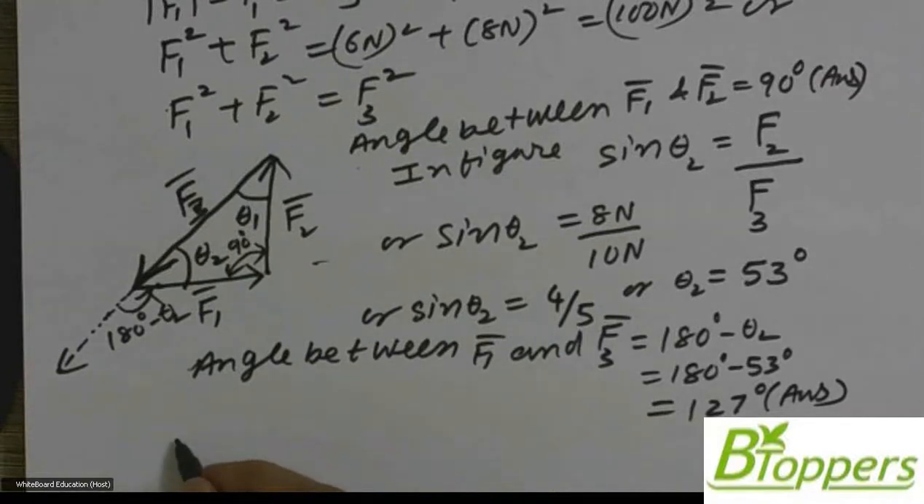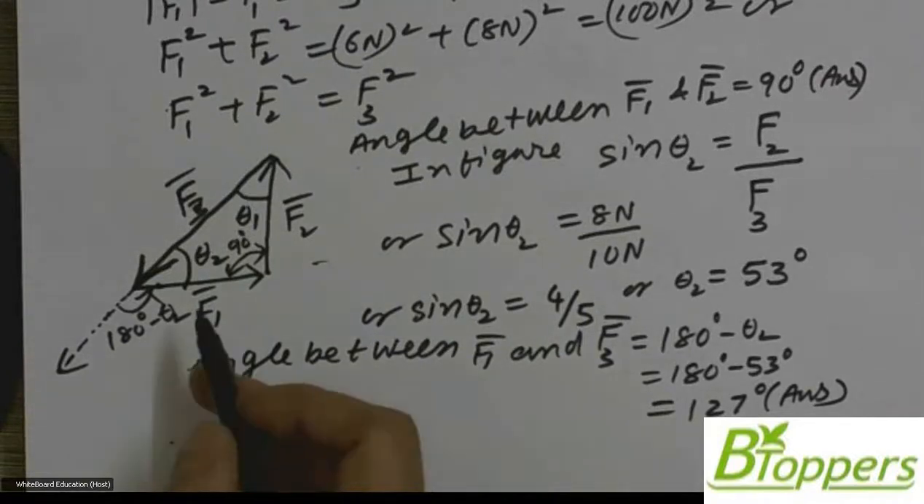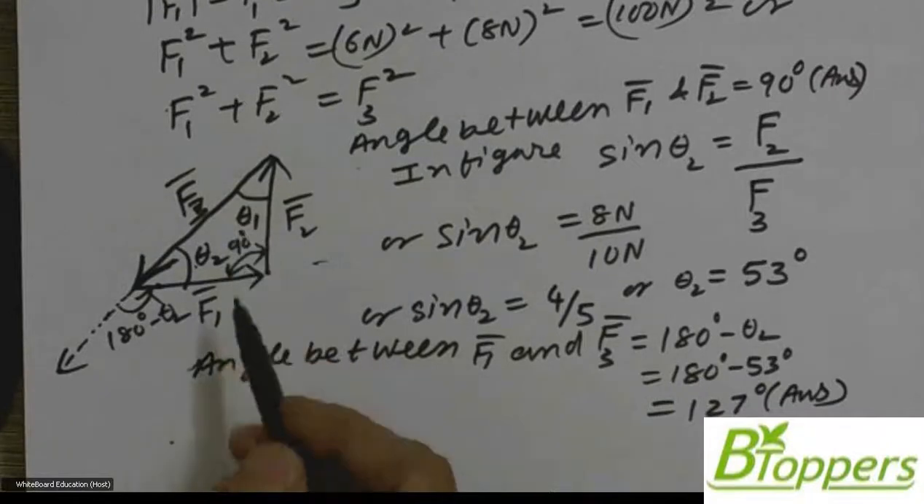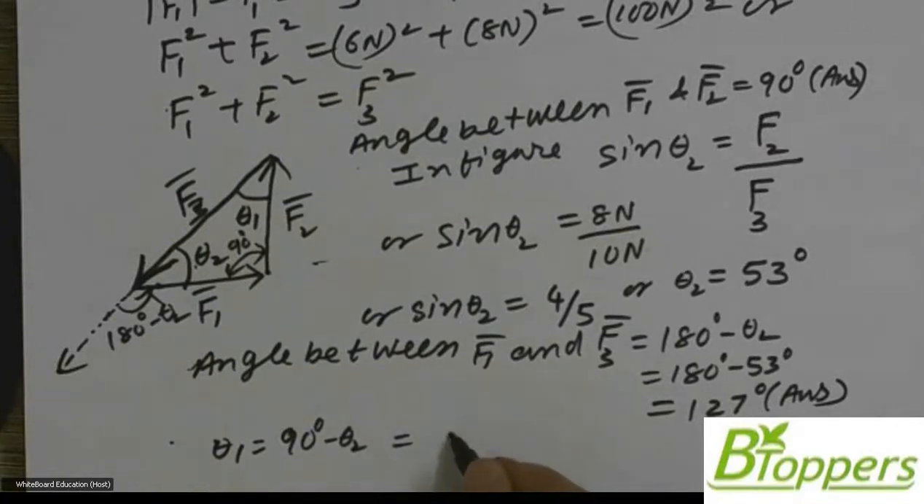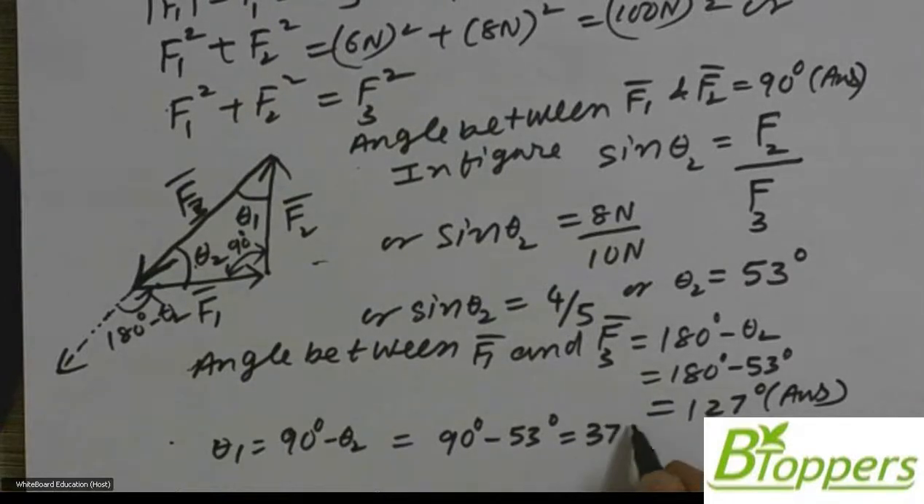In the figure, you can observe that the sum of the angles theta 1 and theta 2 is 90 degrees. Therefore, theta 1 can be taken as 90 degrees minus theta 2 or 90 degrees minus 53 degrees, which will be equal to 37 degrees.